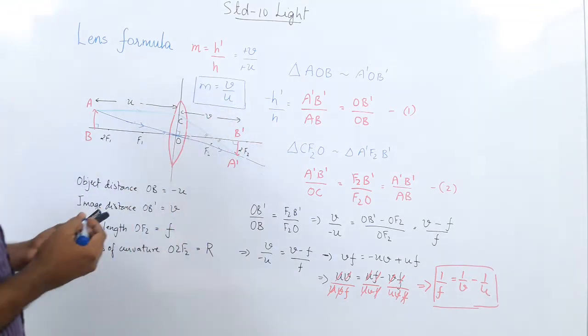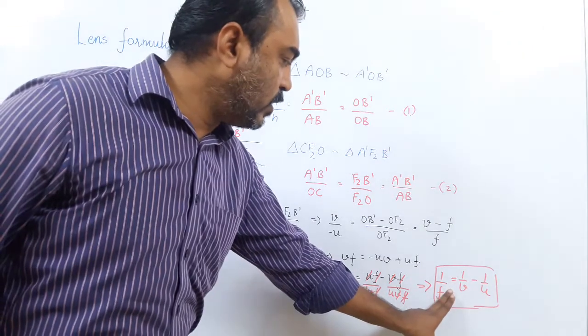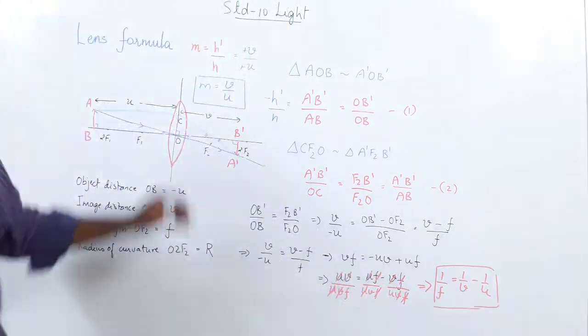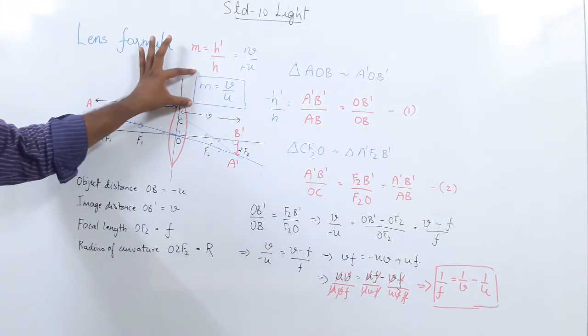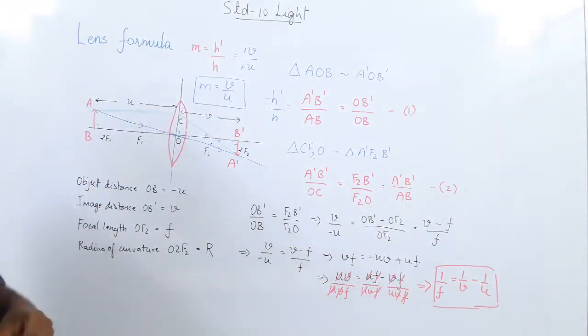In the mirror the magnification was minus v upon u. Here the magnification is v upon u. So this is the lens formula, 1 upon f equal to 1 upon v minus 1 upon u, and this is the magnification of the lens. So we have derived the formula and the magnification. Now we can do a few numericals to understand the concept in detail.